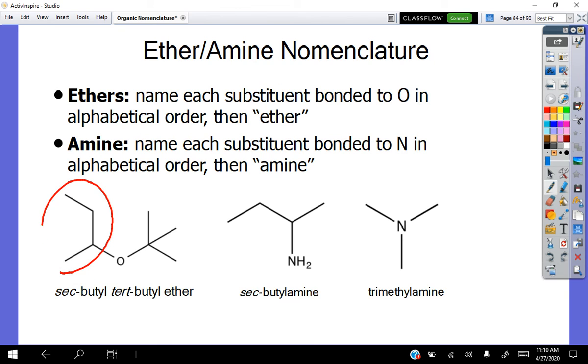So this group here is your secondary butyl group. This group here is a tertiary butyl group. S comes before T, so it's sec-butyl tert-butyl ether.